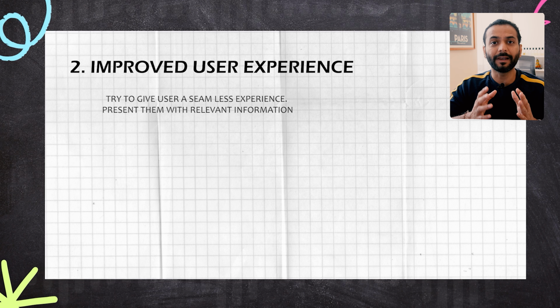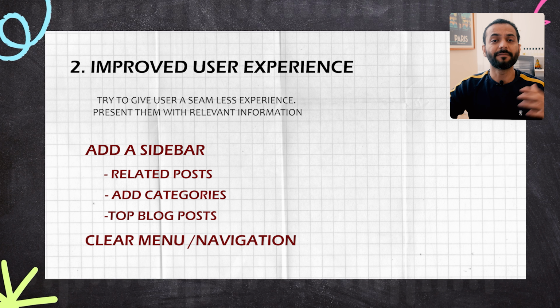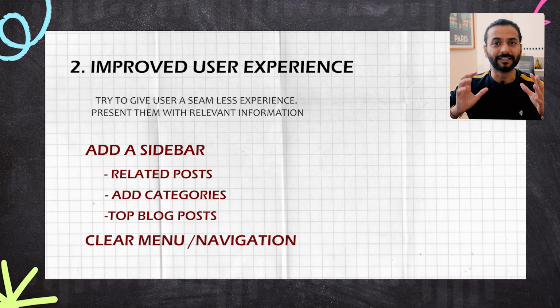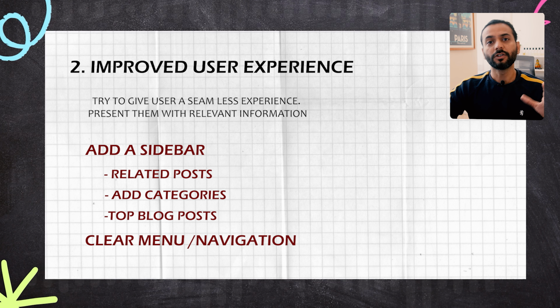I can give a lot of examples. Add a sidebar where you can add related blog posts to that topic. You can add the categories, for example, diet, nutrition, sleep, mental wellness, recovery. This kind of category you can write on the sidebar. Also, you can add top blog posts. And guys, make sure you have a clear menu so users can navigate easily on different blog posts and different categories. That is really important to give a good user experience to the users.